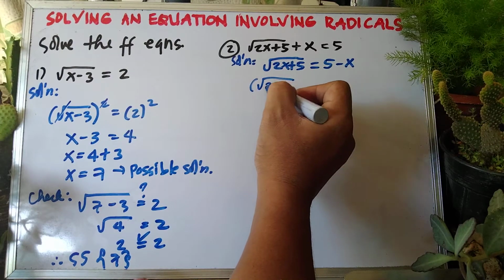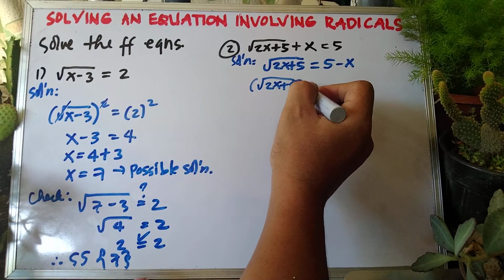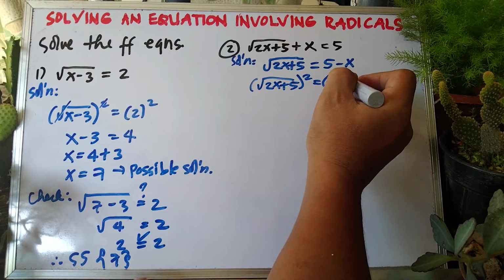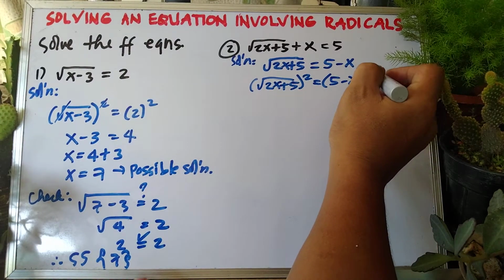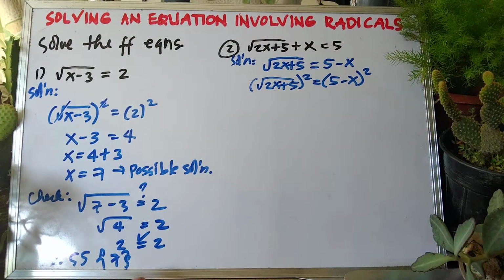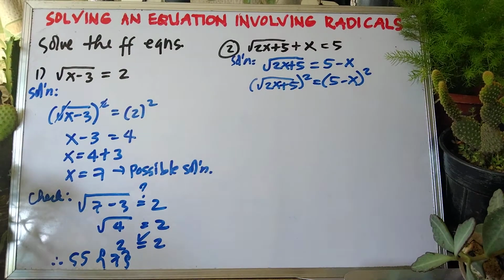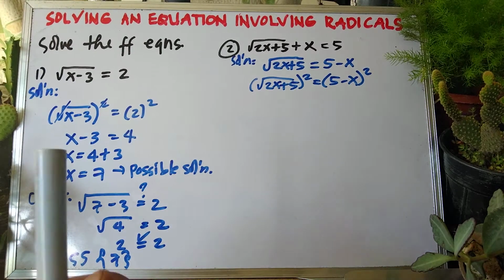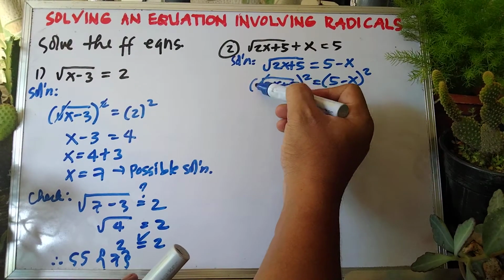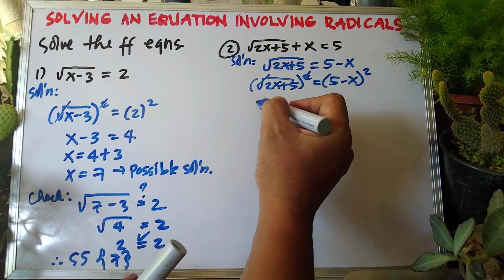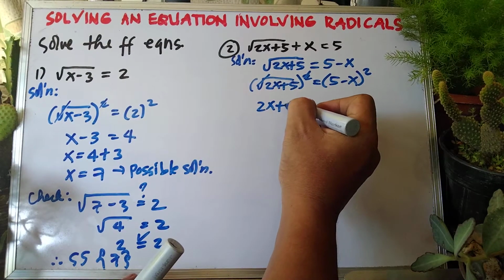So, raise to the second power, 5 minus x to the power of 2. Okay? Take note, kung magre-raise tayo ng index of the transposed radical, i-raise din po natin yung right side of the equation. Huwag niyong kalimutan yan. Dito, makakancel na natin si radical at saka si square. You have 2x plus 5.